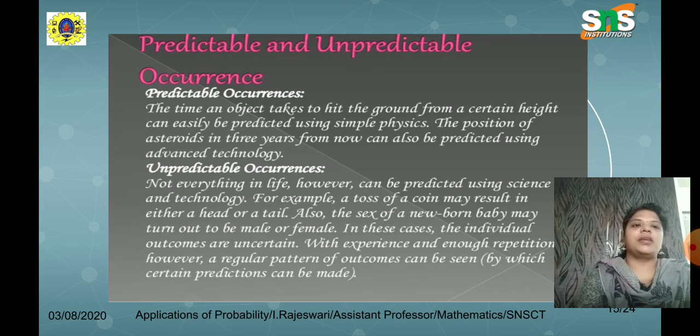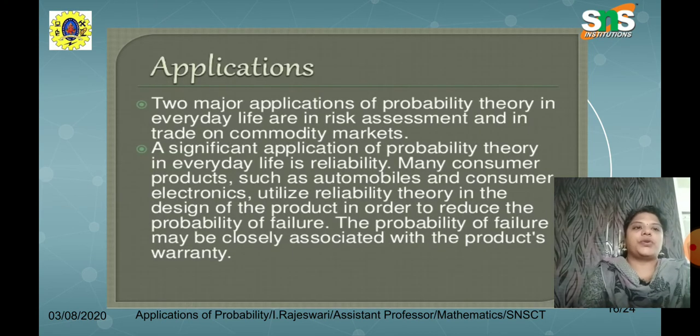For example, a toss of a coin may result in either a head or a tail. Also, the sex of a newborn baby may turn out to be male or female. In these cases, the individual outcomes are uncertain. With experience and enough repetition, however, a regular pattern of outcomes can be seen by which certain predictions can be made. Next one, we are going to discuss the applications.